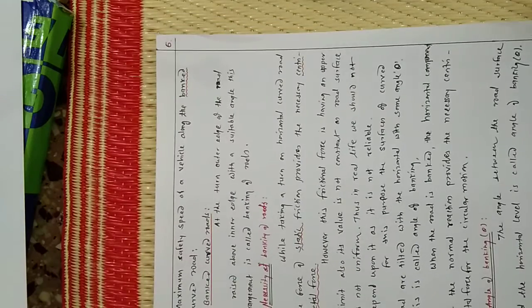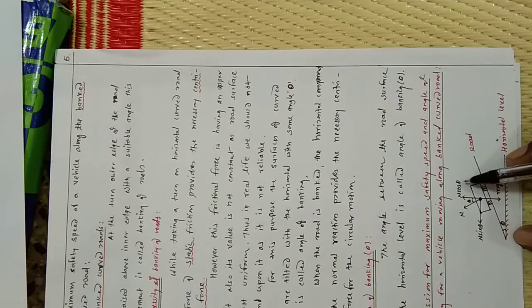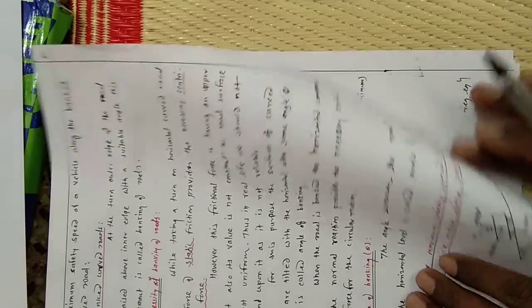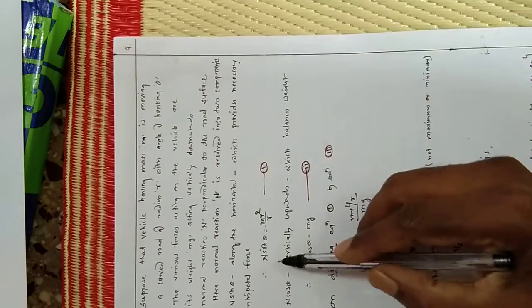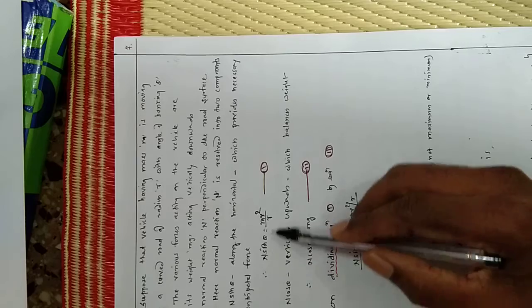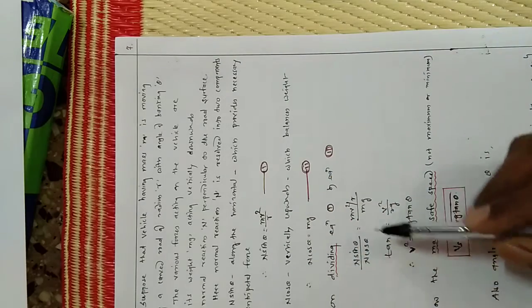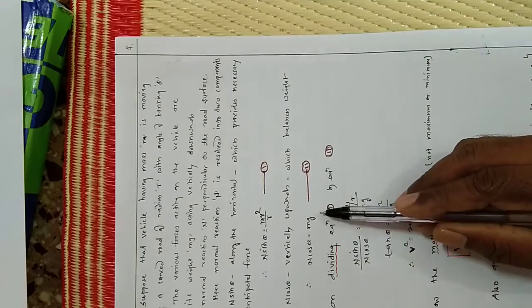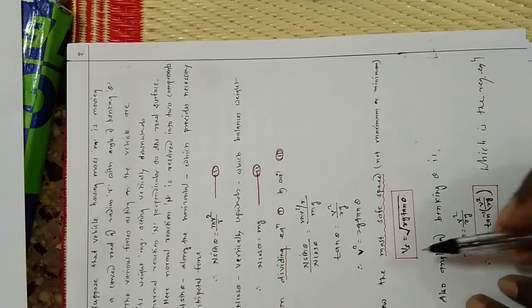The weight mg is balanced by the normal component N cos theta. That means our first and second equations: N sin theta provides the necessary centripetal force. That means equation first becomes N sin theta is equal to mv square by r. Second equation, N cos theta is equal to mg. If we solve this mathematically, we get the maximum speed.